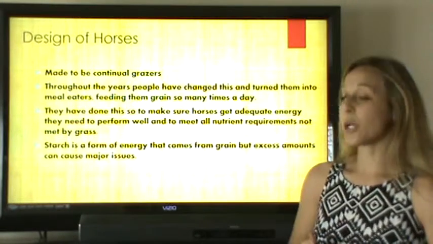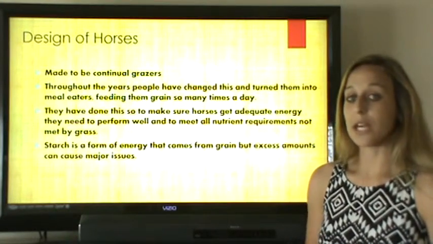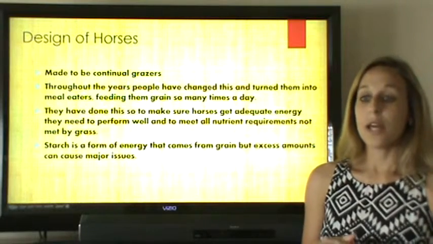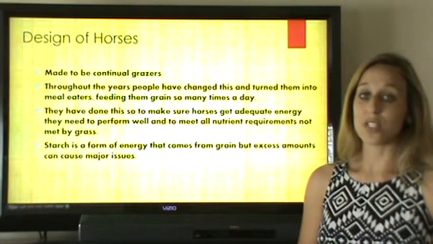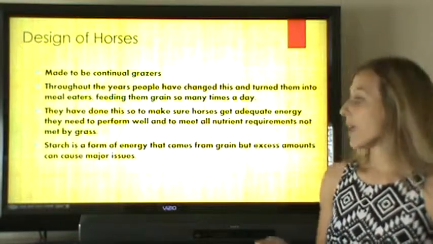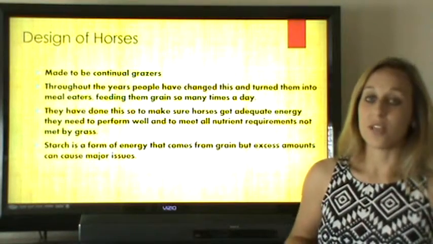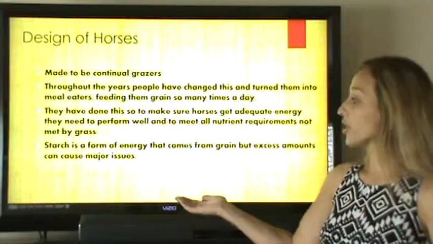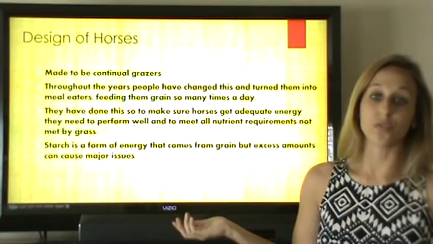This is especially true for performance horses, because people want their horses to be performing at the highest levels, and sometimes that requires feeding them extra energy. One way that we can get that energy is to feed them grain, and starch is what comes from grain and is a form of energy.